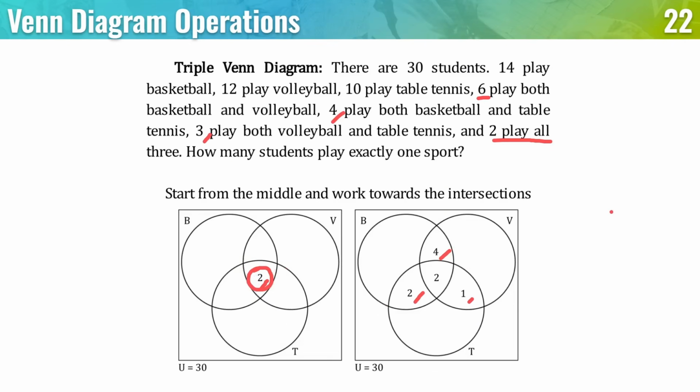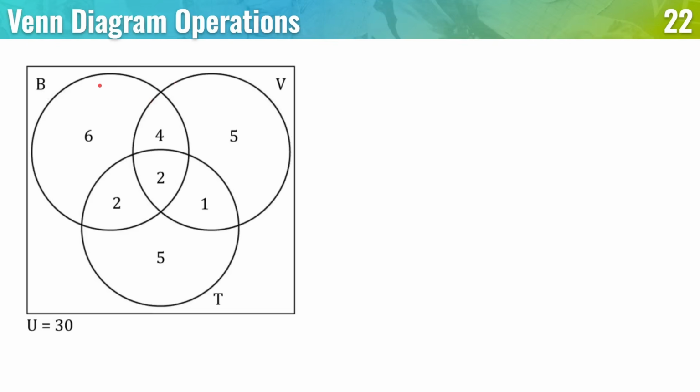twice. So next we have to find the number of students that play basketball only. So as we can see here, B is equal to 14 and 4 of them are already here, 2 are here, and 2 are here. So that leaves us with 6 people here. We do that for everything else in the Venn diagram until it is complete.